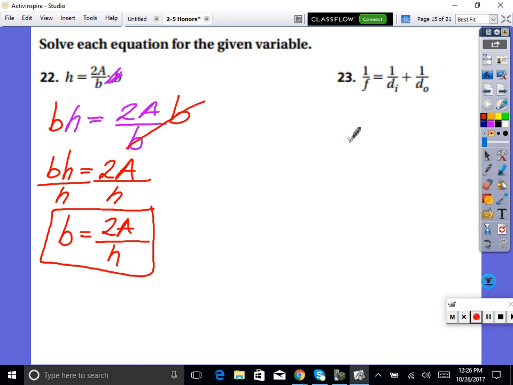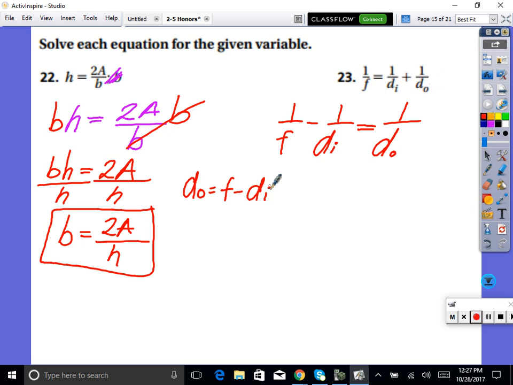Common denominator is not a terrible idea, but I do like just subtracting 1 over di. Okay, so we have 1 over f minus 1 over di, keeping your work nice and pretty as future, is equal to 1 over d naught. Now guess what choice they would have on the ACT? They'd say, oh look, we can just flip the fractions, so d naught equals f minus di. This would be an answer on the ACT and it would be wrong. You can't just flip the fraction if it's separated by a subtraction sign.